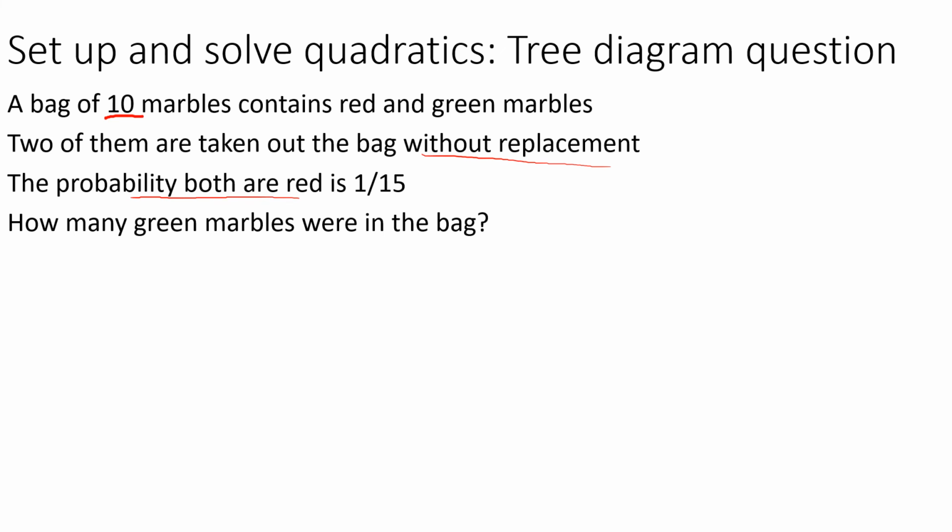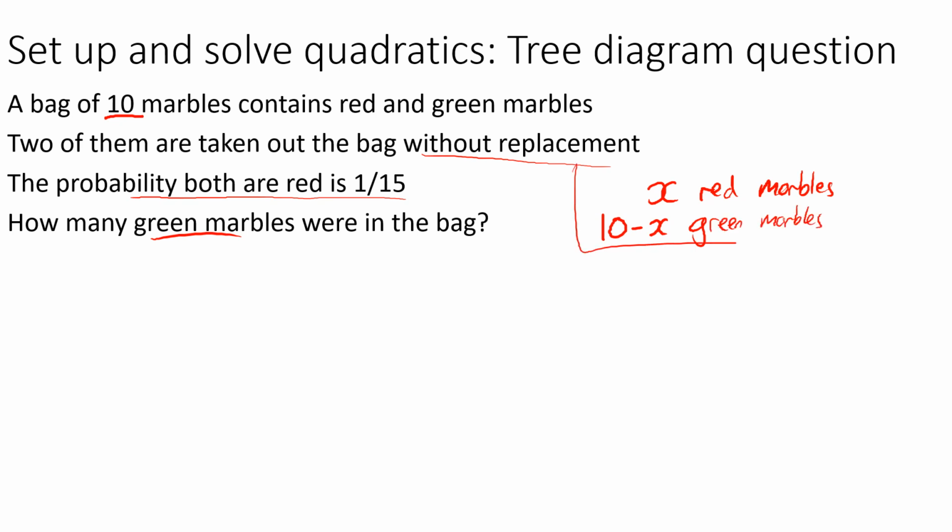Okay, so we've got a bag of 10 marbles without replacement, so stuff's going to reduce. And the probability both are red is 1 in 15, but we don't know how many reds and greens there are. And we want to find out how many greens there were. So I'm going to say that there are x red marbles in the bag, and if there are a total of 10, there must be 10 minus x green marbles. We don't know exactly how many, but we can set that as a variable we're going to use.